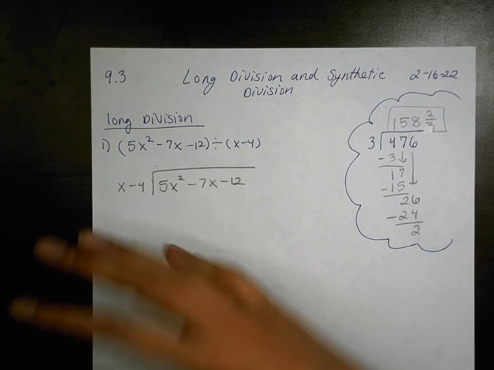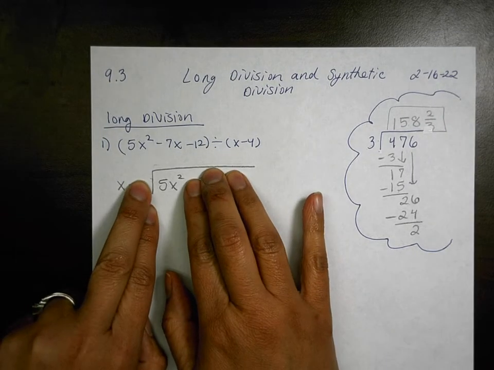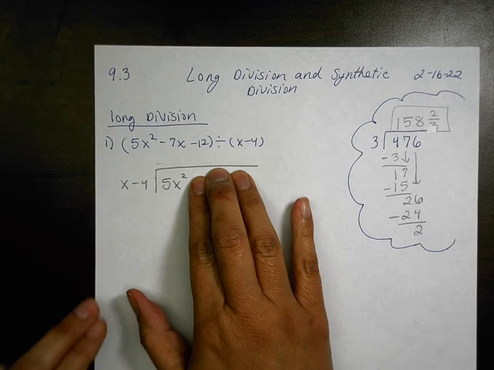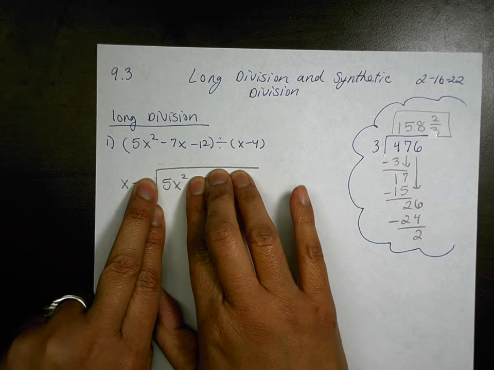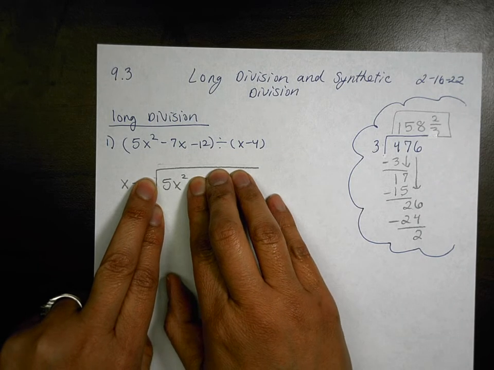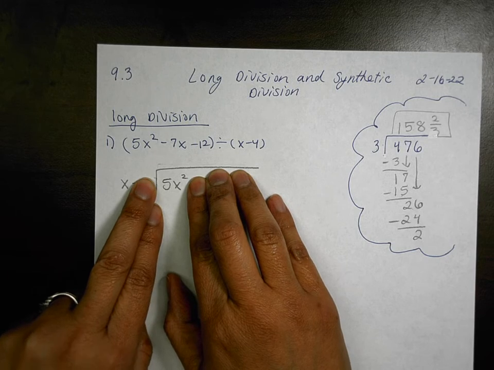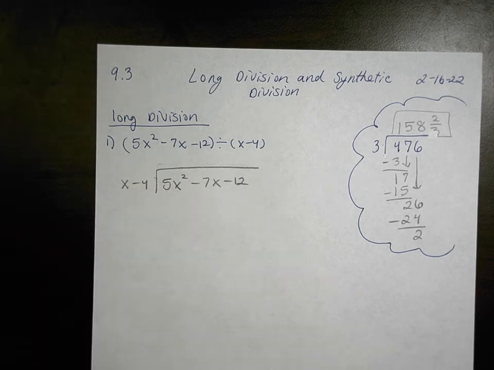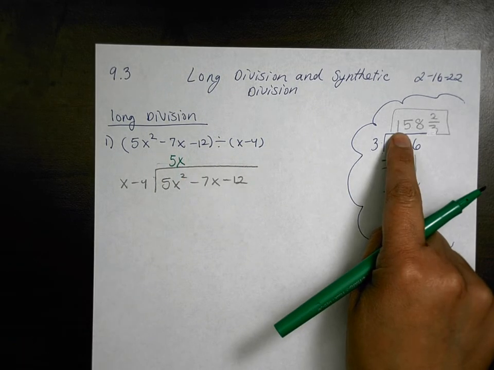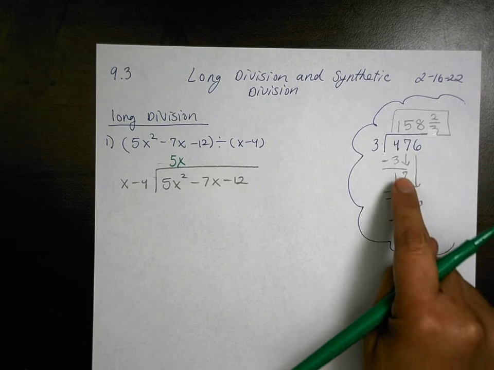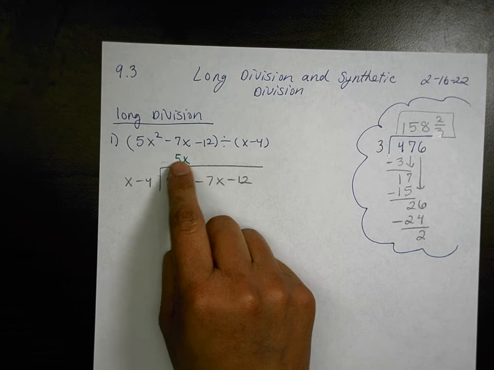There's a big problem, like there's a big piece, but we just focus on itty-bitty pieces, and then eventually we work with the whole thing. So focusing just here, you ask yourself, x times what is 5x squared? Do you guys agree that x times 5x is 5x squared? Okay. Then that is what I write up here, just like I wrote the 1 up there. And then I did 3 times 1 to get the number underneath, right? I'm going to do the same thing, 5x times x.